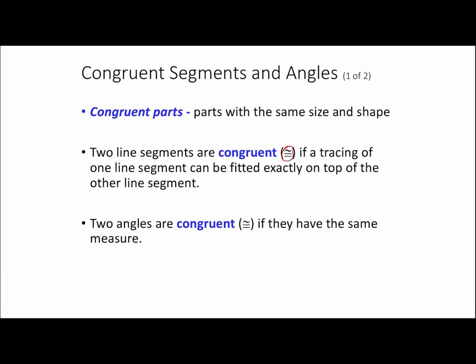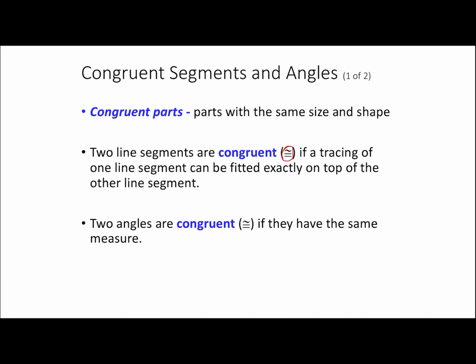And we would say that two angles are congruent, again using the same symbol, if they have the same angle measurement. So one 90-degree angle is not the same, not equal to another 90-degree angle. They're congruent because they have the same measure. And so you can see that example here.